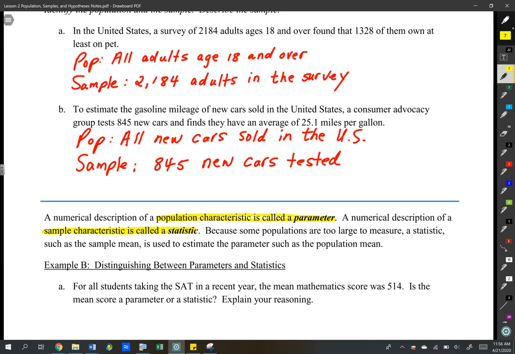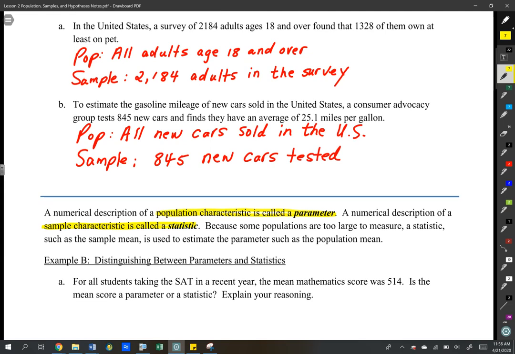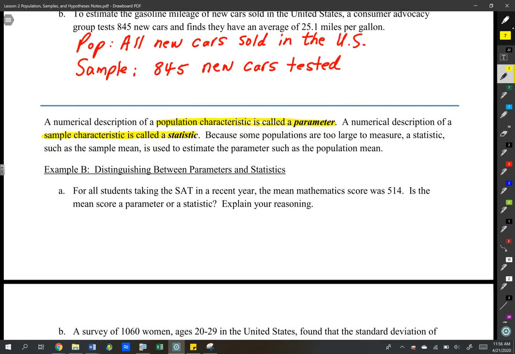Because some populations are too large to measure, a statistic, such as a sample mean, is used to estimate the parameter, such as the population mean. So we're going to take a look at some examples where we decide, do we have a parameter that's a characteristic of the population, or do we have a statistic, a characteristic of a sample?